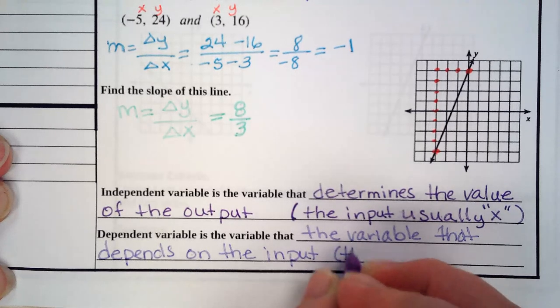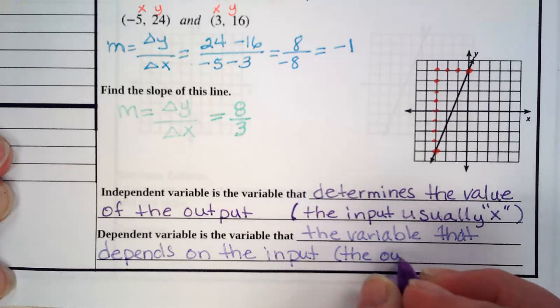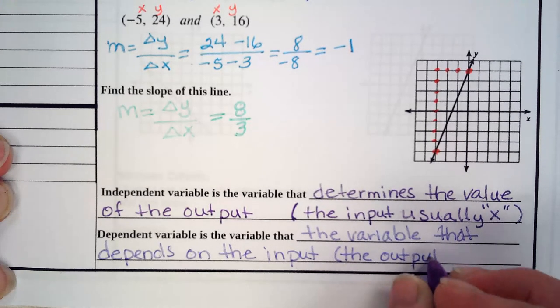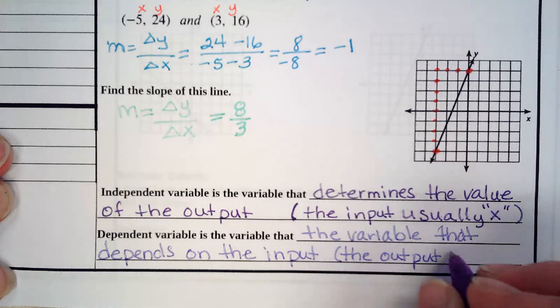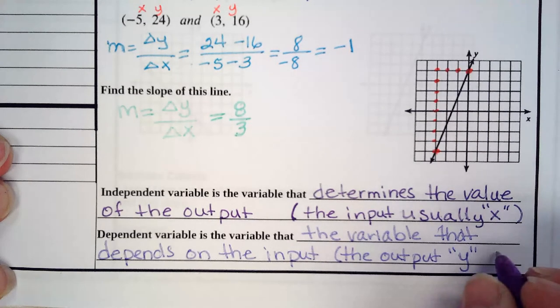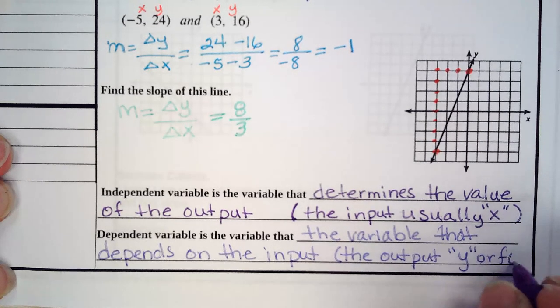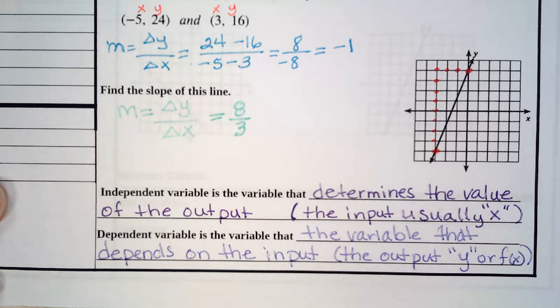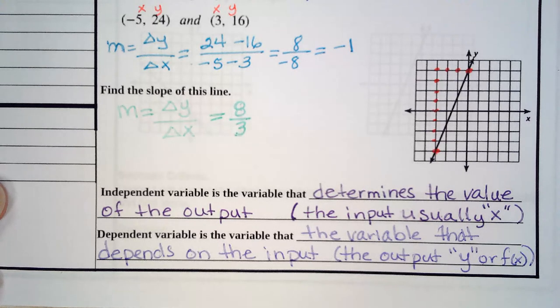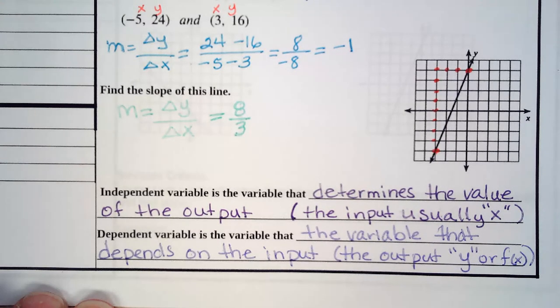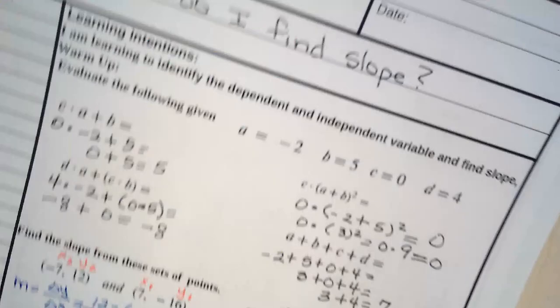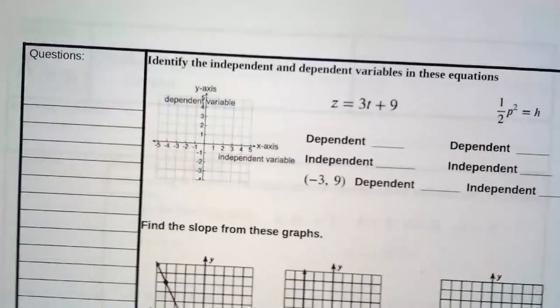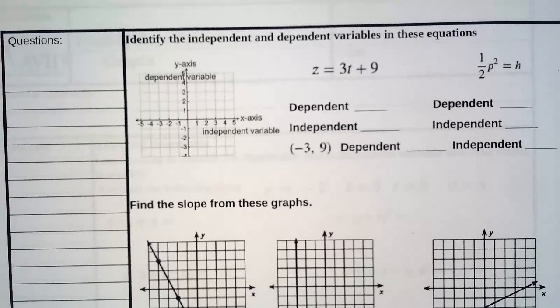So this is the output. In this case, it is y. We might call it f of x, but it will be dependent on what you put in as your variable. Okay, so we're going to take a little bit to identify the dependent and the independent variables.